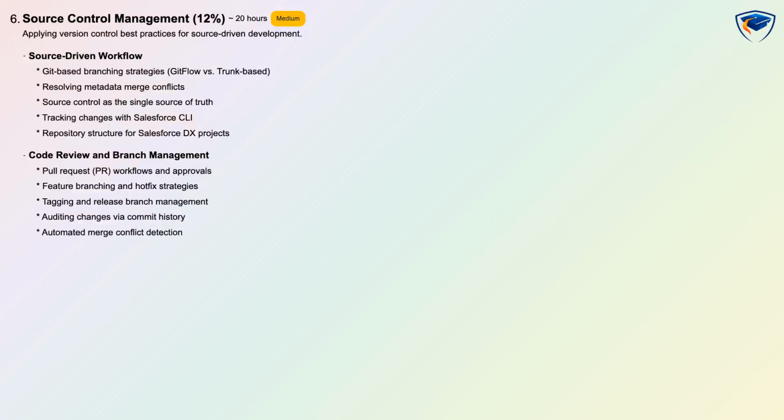Source control management is 12%, medium, estimated at 20 hours with conceptual and scenario questions. You will apply source-driven development practices including Git-based branching strategies like Git flow and trunk-based approaches, resolving metadata merge conflicts, and treating source control as the single source of truth while tracking changes with the Salesforce CLI and structuring repositories for Salesforce DX projects. Code review and branch management topics include pull request workflows and approvals, feature and hotfix branching strategies, tagging and release branches, auditing commits, and automated merge conflict detection.